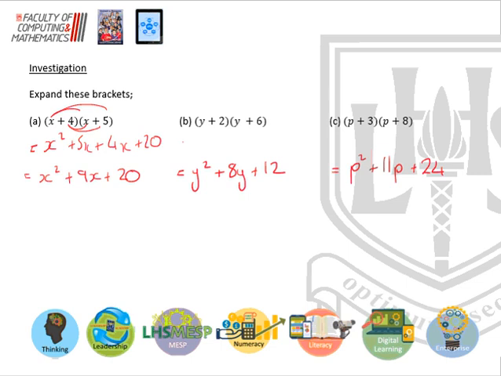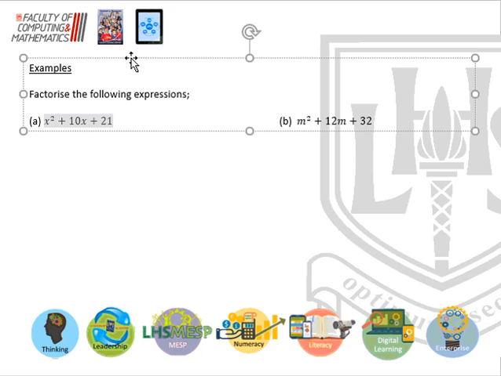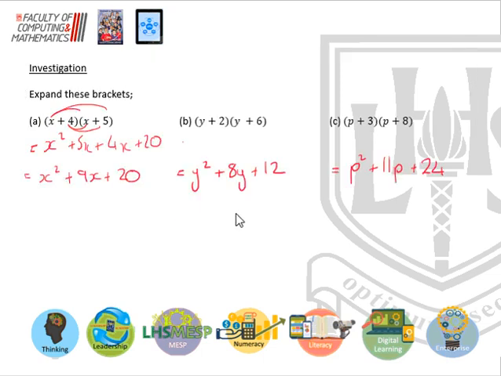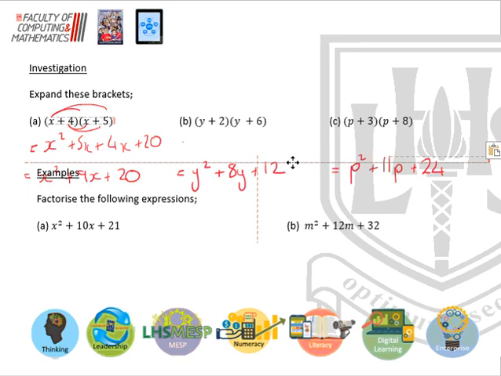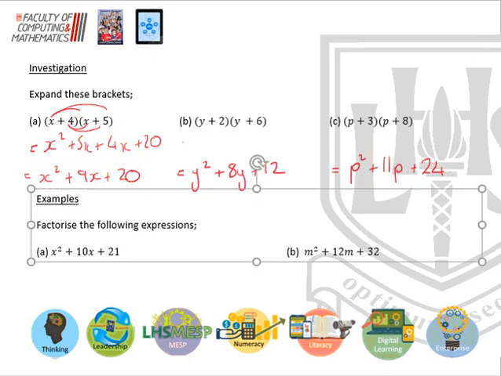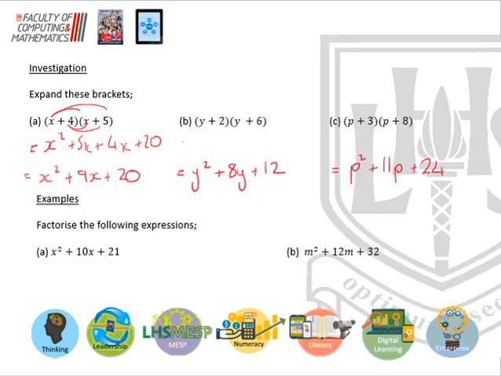Now, having seen that, I'd like you to pause the video and try to factorise these two expressions here: x squared plus 10x plus 21 and m squared plus 12m plus 32. Put them back into brackets. The reason I'm getting you to pause it, and I really think you should do this, is that if you can figure this out yourself, it'll give you a big jump at the start, a push that lets you do really well.